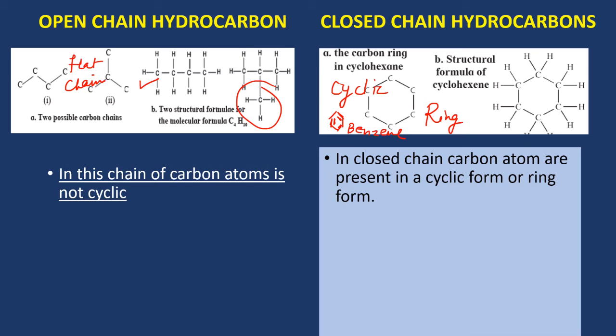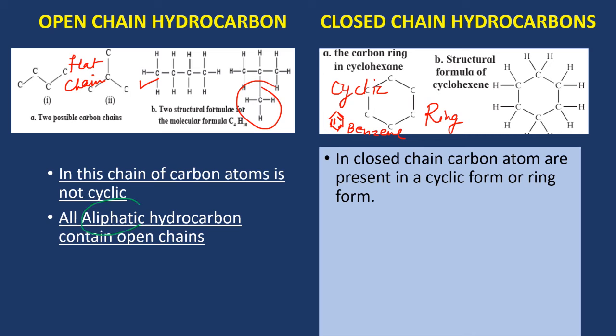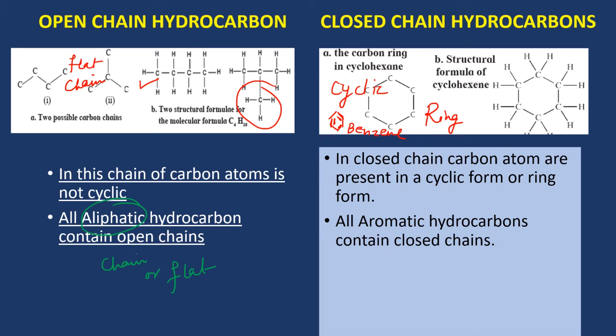All aliphatic hydrocarbons contain open chains. What is aliphatic? It means a chain structure. And aromatic hydrocarbons contain closed chains. Aromatic means a flat or cyclic structure. In the case of hydrocarbons, they're called aromatic structures. So that was the difference between open chain hydrocarbons and closed chain hydrocarbons.